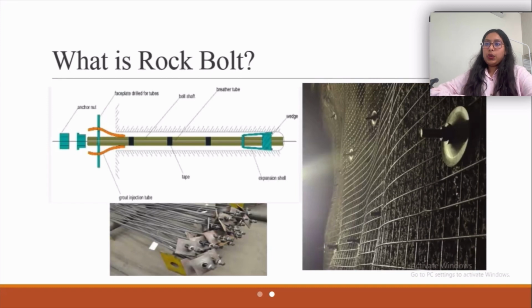At first, we need to know what a rock bolt is. A rock bolt is a long anchor bolt which is used for support in underground mines or in any tunnel. We can see a cross-section picture, and then we can see the actual steel rod or rock bolt, and in the third picture we can see how it is installed in a rock wall or in an underground mine.